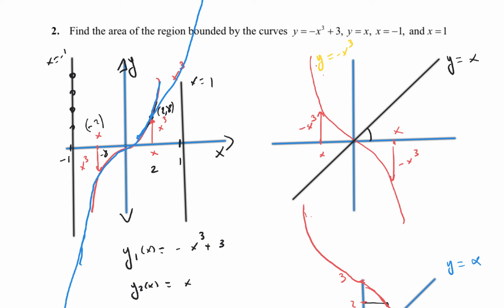So what is the function minus x cubed plus 3? It is the same function, this one, but 3 units up. So it will be 1, 2, and 3, and the function will look like this. And now we have to find the area. So maybe we do a clean draw and we do the problem.